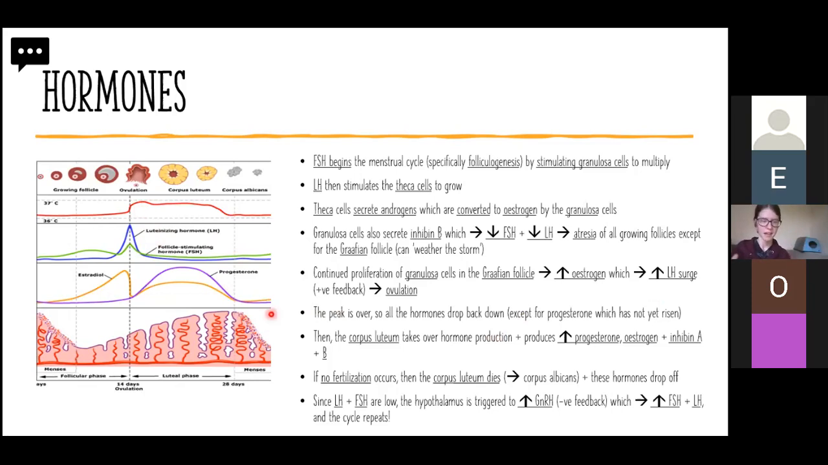Now, the only one that hasn't done anything so far is progesterone. It's been pretty quiet, hasn't really done anything. Now it's progesterone's time to shine. So the corpus luteum is taking over and it's going to produce all those hormones, especially progesterone. And so you get that big hump there. And then if no fertilization occurs, the corpus luteum dies, so all of these come back down again. And now you've got really low hormones of everything. So it's going to trigger the GnRH to start to increase because of negative feedback, it's doing the opposite. So if GnRH increases, it's going to trigger FSH and LH to increase, and the cycle repeats itself again.